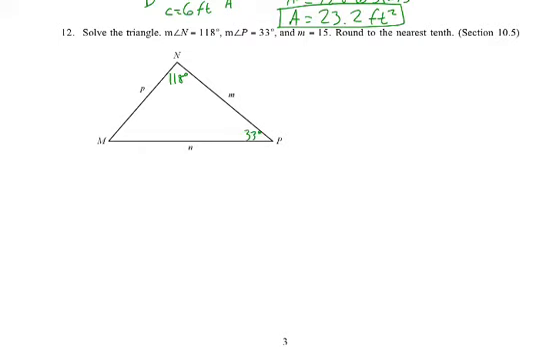Angle M, we don't know angle M. We know side length M. Side length M is 15. We don't know what the unit is. Doesn't really make a difference. The reason I started going ahead and saying angle M is because, well, that's the easiest thing for us to find.